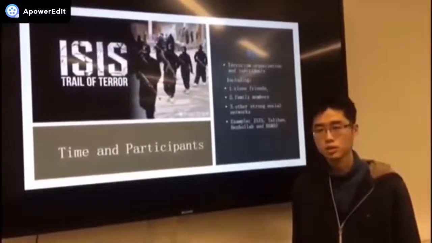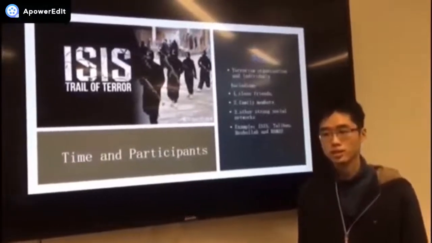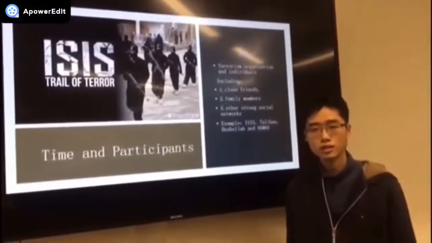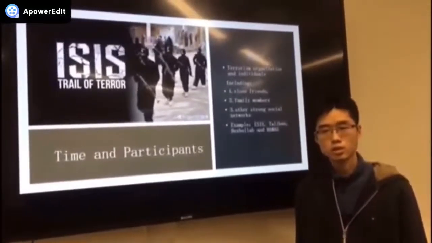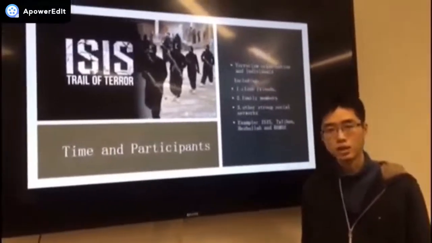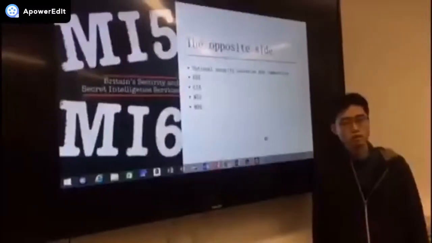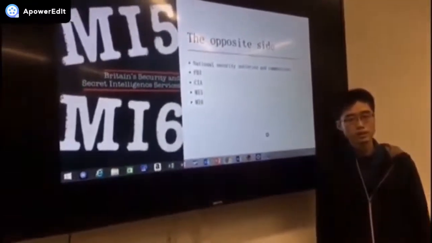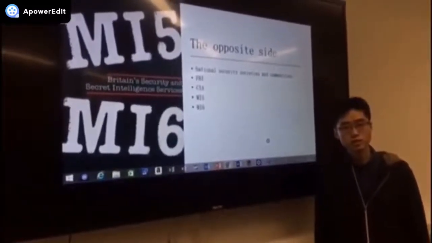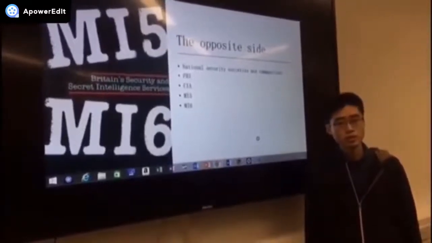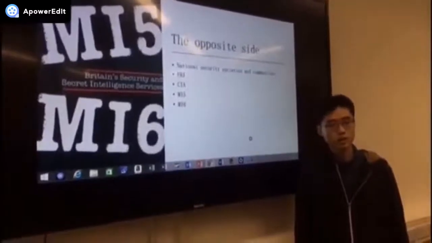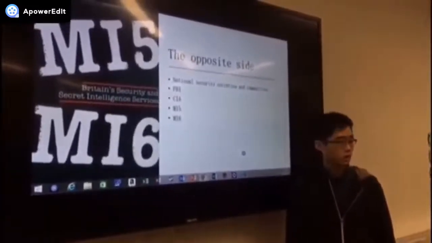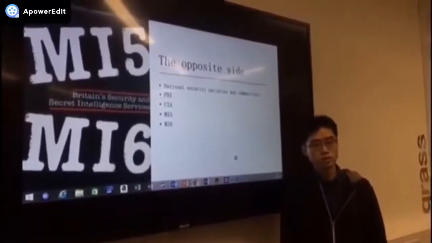These participants can be individuals, groups, or states, and they consist of close friends, family members, and other strong social networks. The organizations which fight against them are national security organizations like the FBI, CIA, MI5, and MI6, alongside the Secret Intelligence Service, Government Communications Headquarters, and Defence Intelligence. MI6 is the foreign intelligence service of the government of the United Kingdom, tasked mainly with the covert overseas collection and analysis of human intelligence in support of the United Kingdom's security service.